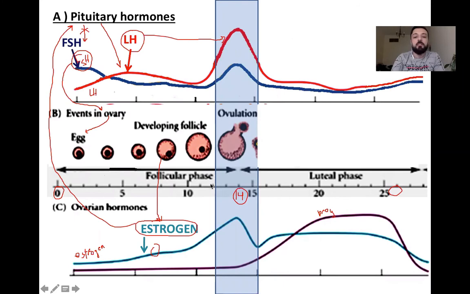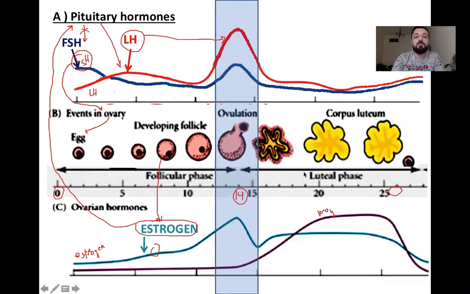As the follicle ruptures, this will cause a drop in estrogen secretion. Not much, but it will be decreasing. The follicle has ruptured, and instead, the empty follicle develops into the corpus luteum and will start secreting progesterone. Around day 17, 18, progesterone levels start increasing.